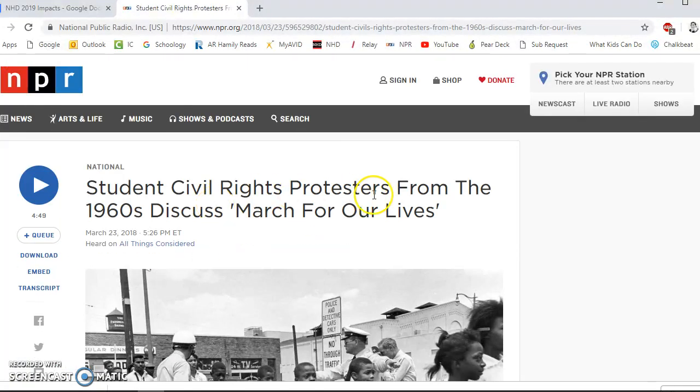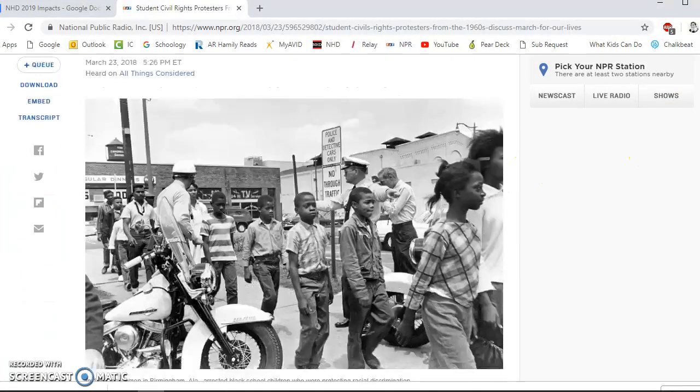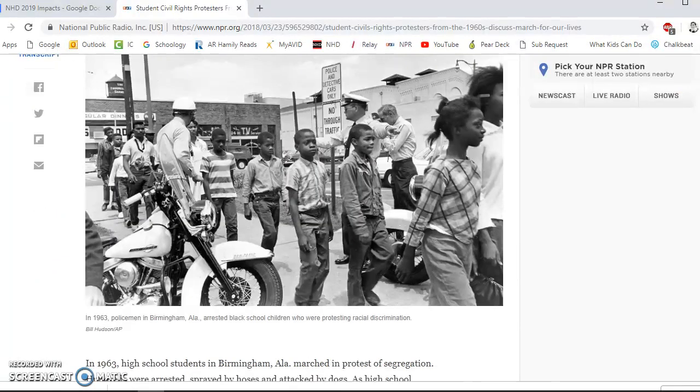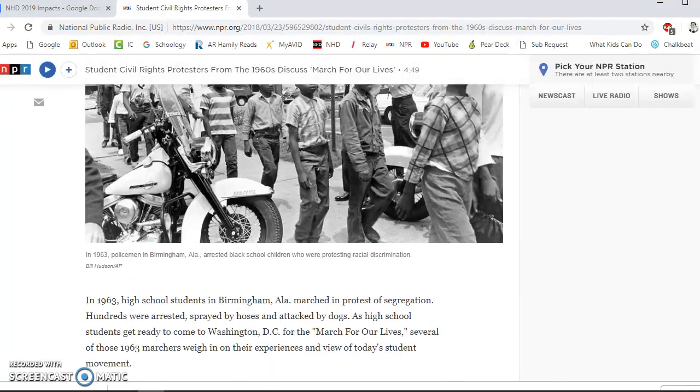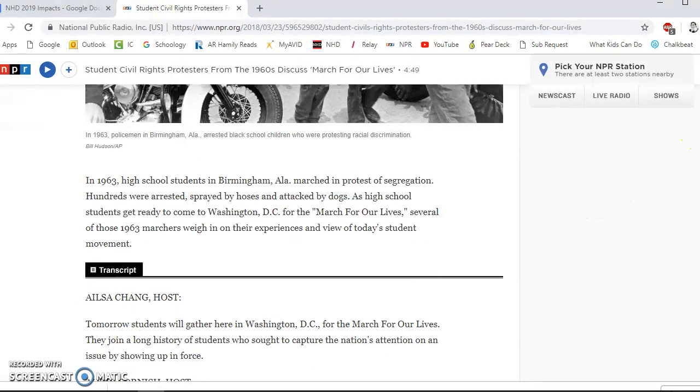Student civil rights protesters from the 1960s discuss the March for Our Lives. Definitely sounds related to my topic. The picture is familiar. Yep, 1963 in Birmingham, Alabama, school children. I see here just a little overview that relates to my topic. What else do we have?